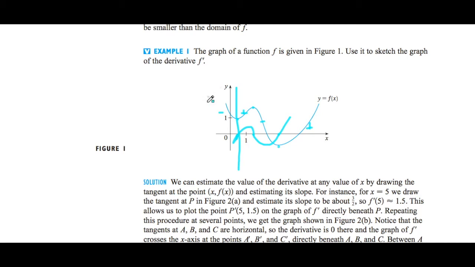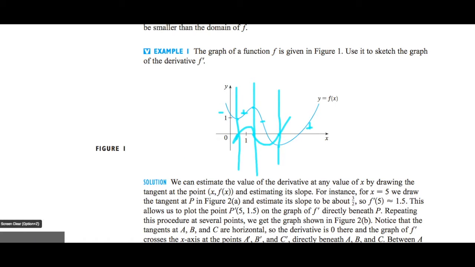So remember, on top is positive, on the bottom is negative. So we're drawing all the slopes. This is the negative slope here. We'll make this graph negative. This is positive all the way until here. Everything is positive because positive slope. Negative slope all the way until here. And everything else here is positive.